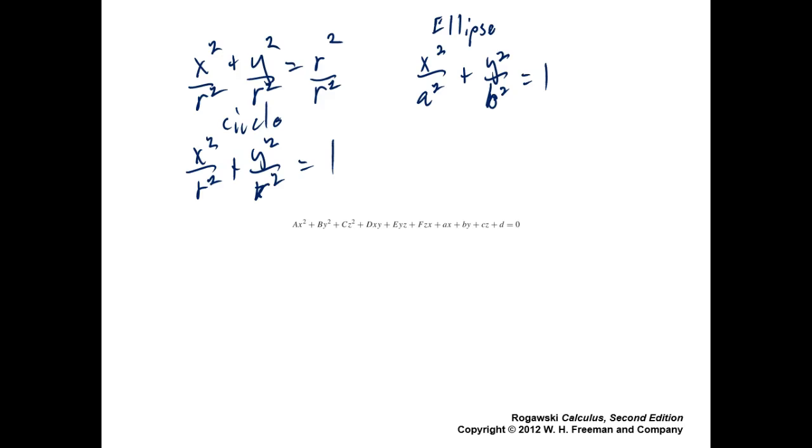You can't really go back and do one like this because a and b aren't the same. But that's your equation for an ellipse. Okay? Now, your hyperbola. And you can do it either way here, but I'm going to do it this way. x squared over a squared minus y squared over b squared is equal to 1. That's a hyperbola.